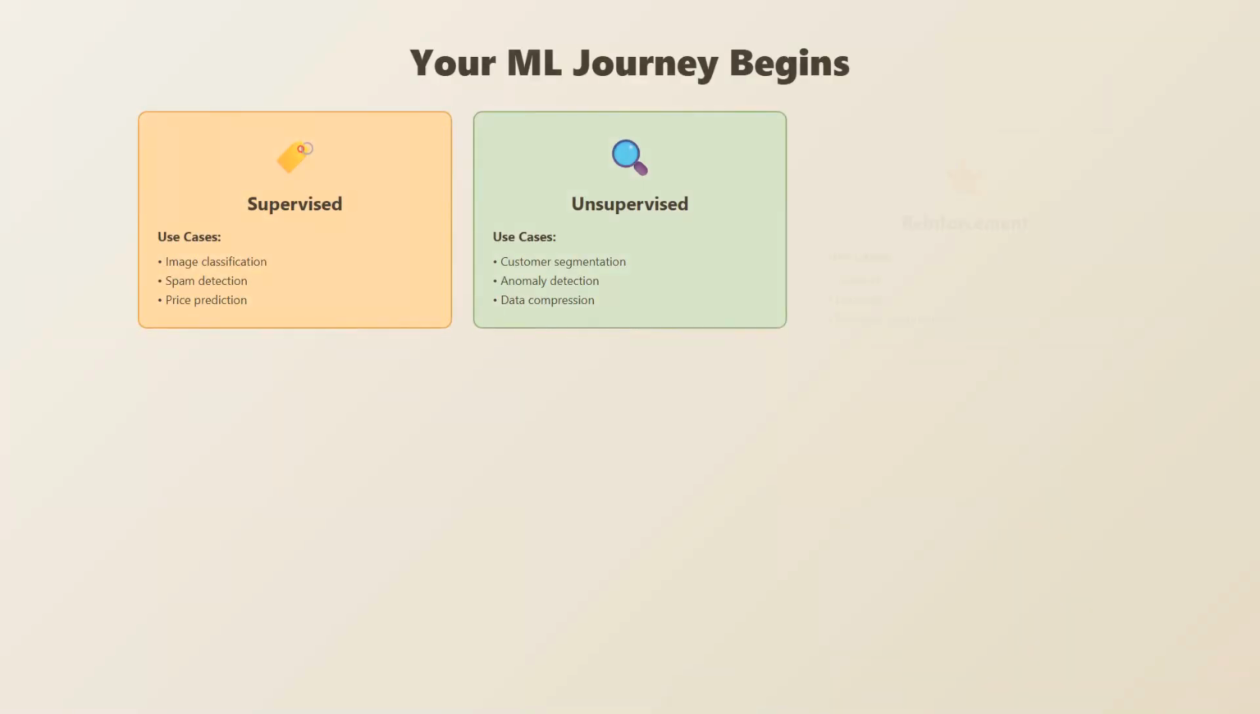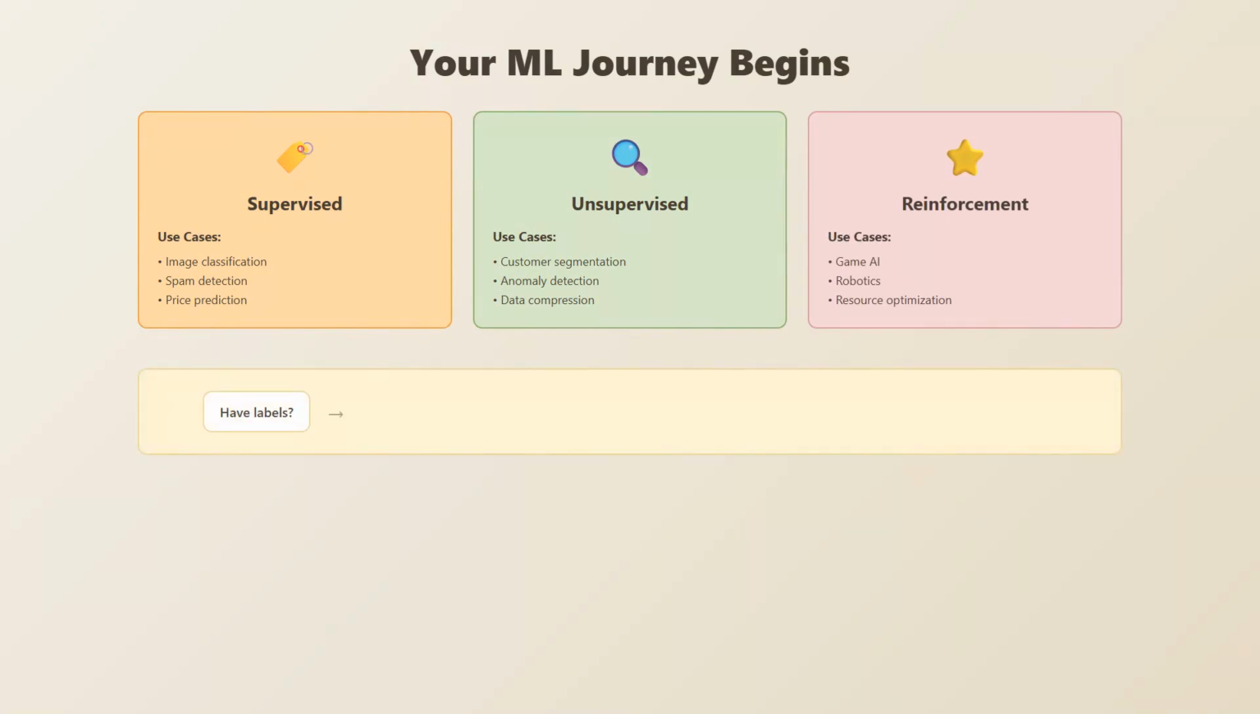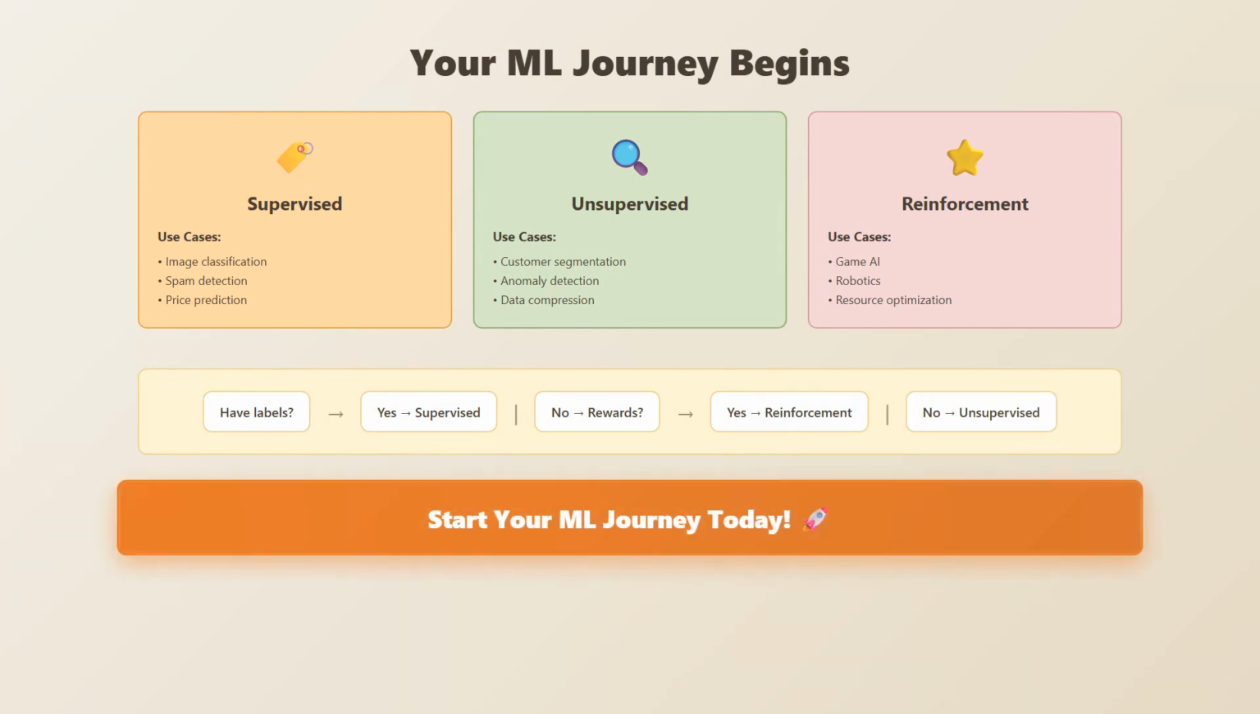Let's bring everything together and recap what we've learned about machine learning. We explored 3 fundamental paradigms, each with its own strengths and ideal use cases. Supervised learning is your go-to approach when you have labeled data and want to make predictions. Whether it's classifying images, detecting spam, diagnosing diseases, or predicting prices, supervised learning excels at learning from examples with known answers. It's the most widely used form of machine learning in production systems today.